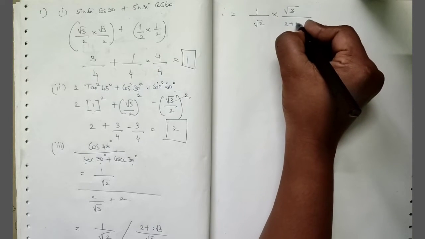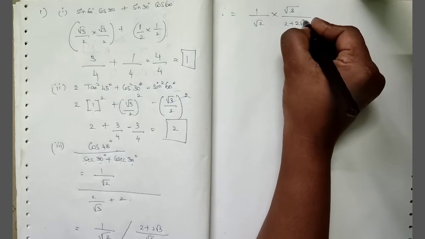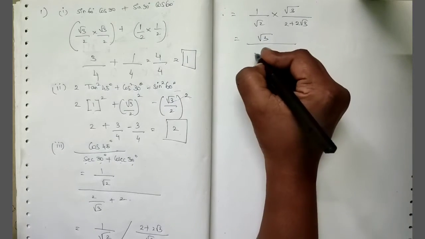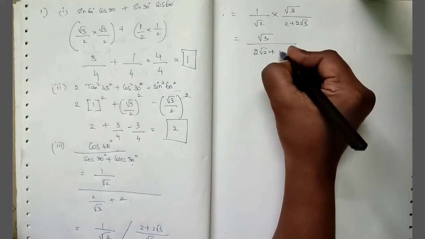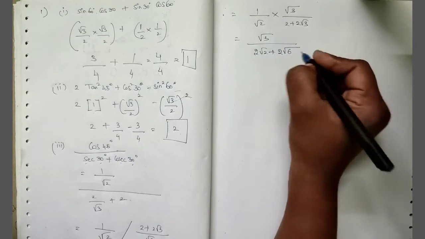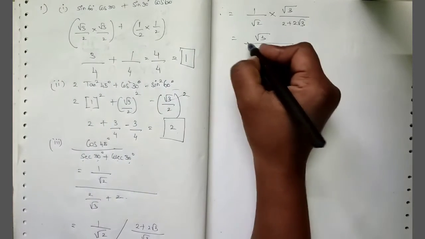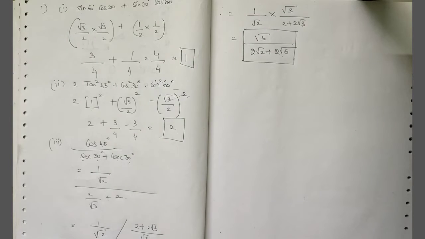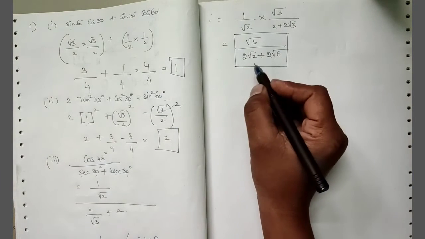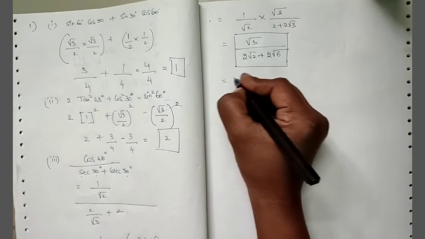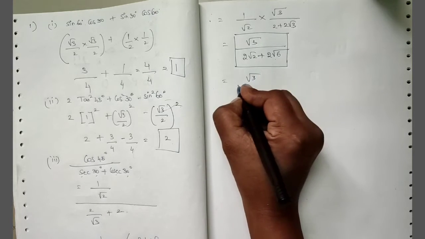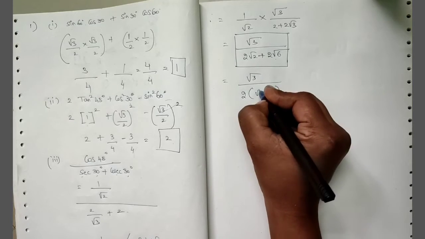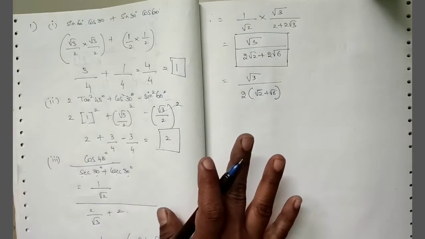Divided by 2 plus 2 root 3, which is nothing but root 3 by 2 root 2 plus 2 root 6. 3 into 2 is 6, so 2 root 6. So this is the answer. If we take 2 in common, we'll get root 3 divided by 2 root 2 plus root 6. This is the value we can derive.